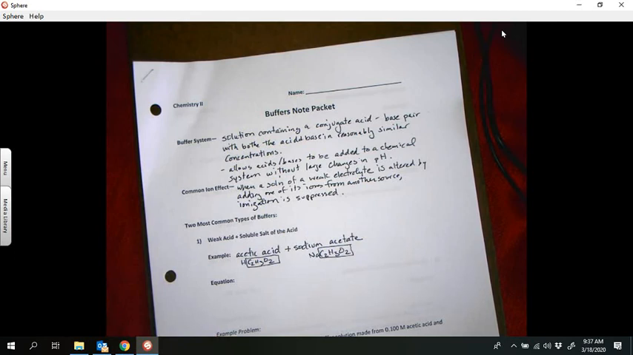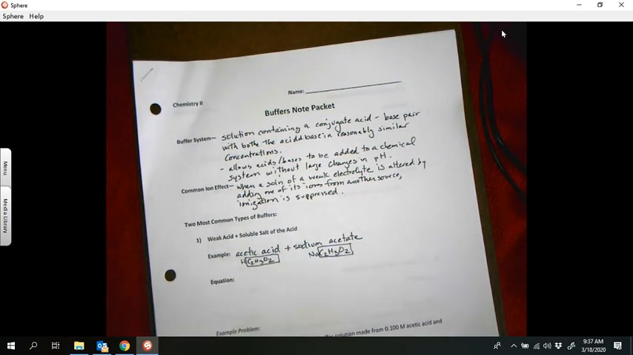In order for something to be classified as a buffer, one, it has to be a weak acid or base, which acetic acid is. They have to share a common ion, which these two do, and their concentrations, when given, have to be close to one another. If you have one that's 1.5 molar and one that's 0.5 molar, that isn't really that close. If one's 0.1 and one's 0.2, that's reasonably close. So use your judgment with that. It'll be obvious in any kind of questions.